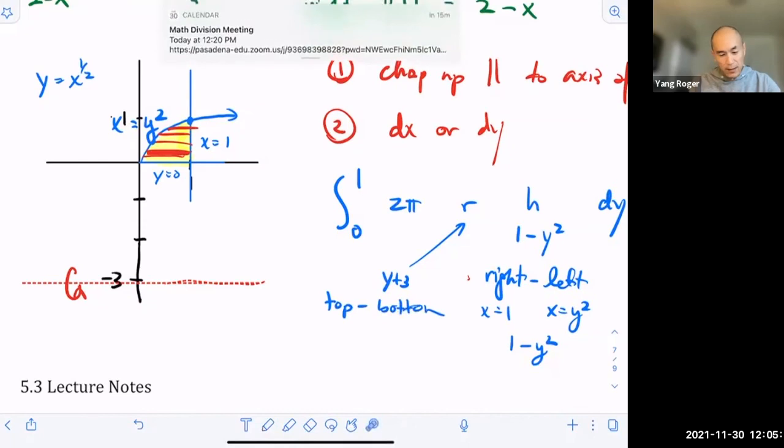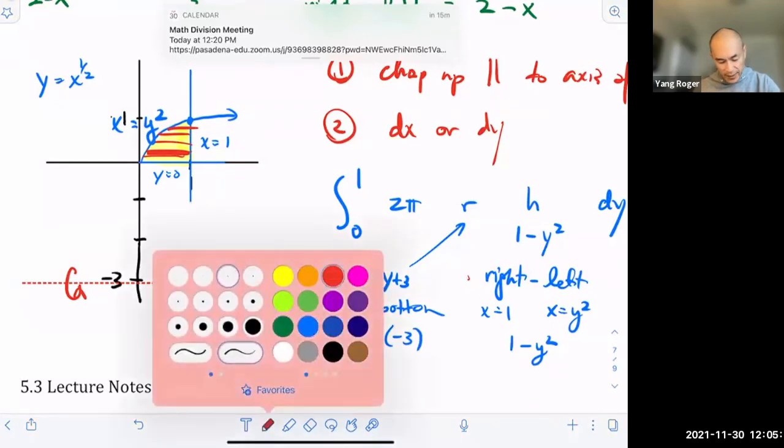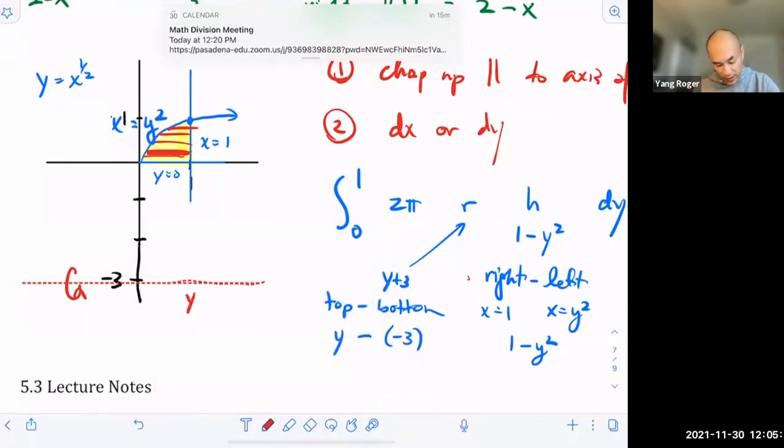Remember, oh shoot, I got a meeting. The distance from here to here is y. Remember, y is bouncing between this whole shaded region, starting at 0 and going to 1. That's what this dy going from 0 to 1 means. So the top function is definitely y. The bottom function is -3, right? I forgot to label that. This is y equal to -3. So when you do y minus -3, you get y plus 3.